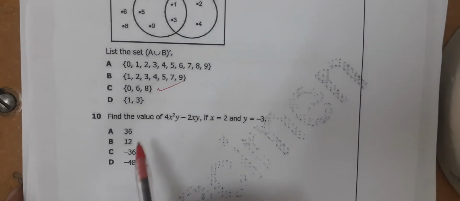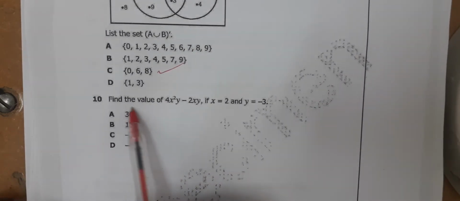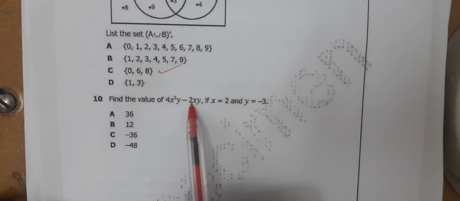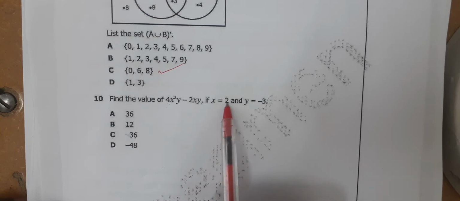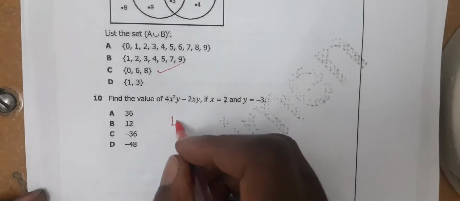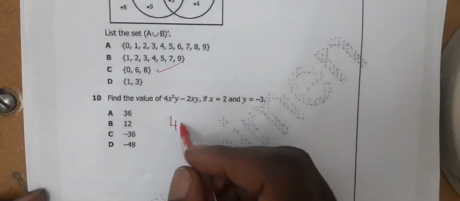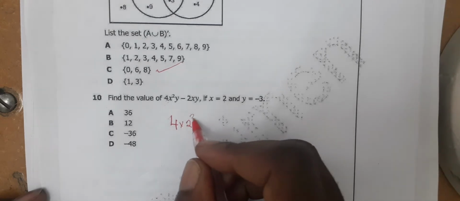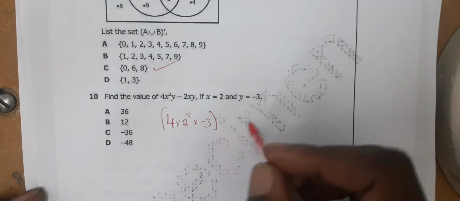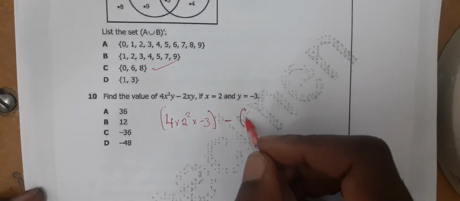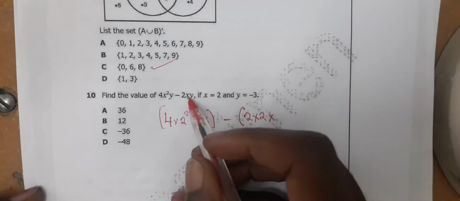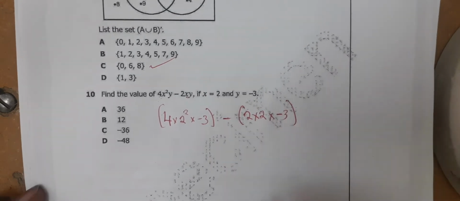All right. Question 10. Find the value of 4x squared y minus 2xy if x is equal to 2, y is equal to -3. Okay, so we have 4. What is our x? Our x is 2 squared. What is our y? Our y is -3. Minus, again we say 2 multiplied by, what is our x? Our x is 2 multiplied by our y. What is our y? -3.